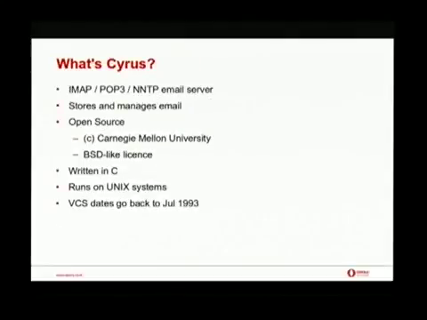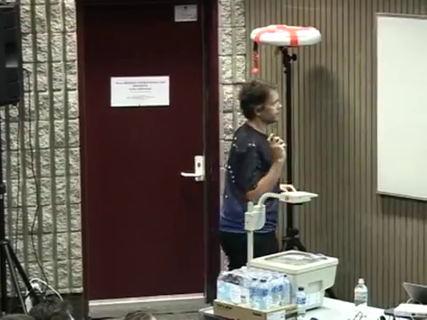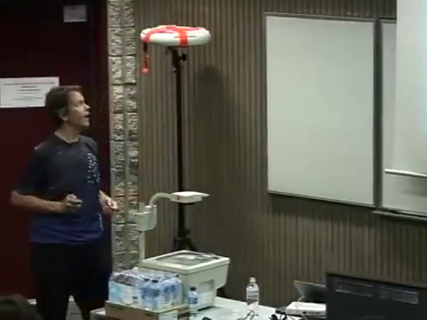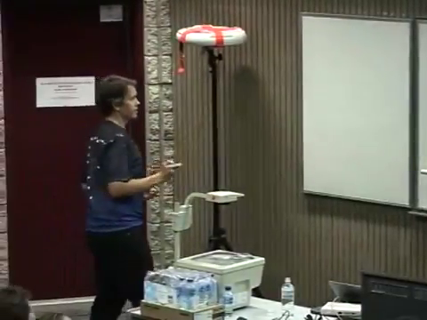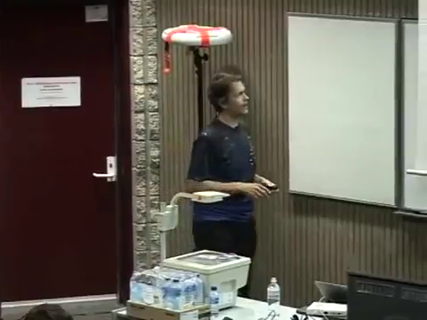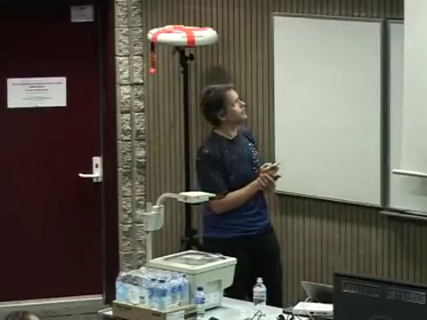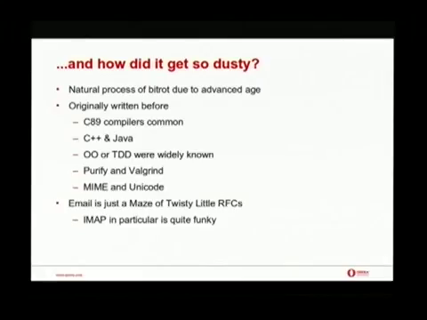What is Cyrus? It's an IMAP and several other protocols that don't matter, email server, which stores and manages email. It's open source. It's from Carnegie Mellon originally, and it's a BSD-like license. It's almost exactly the 3 clause license with an extra clause they're putting there to confuse you. It's written in C. It runs on Unix systems. And the version control system dates go back to July 93. So it's not exactly a spring chicken. How did it get so dusty?